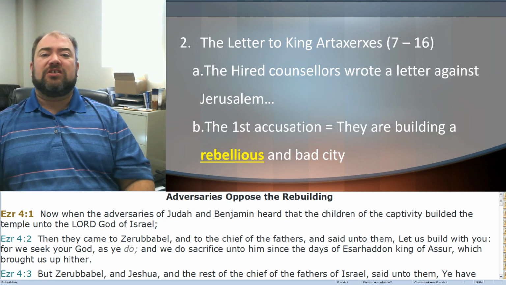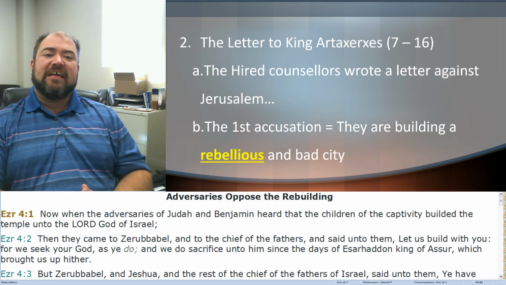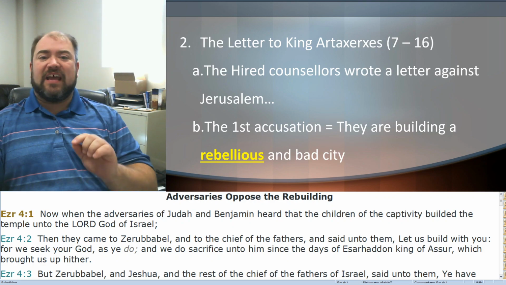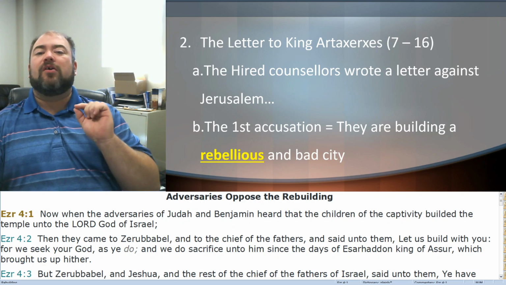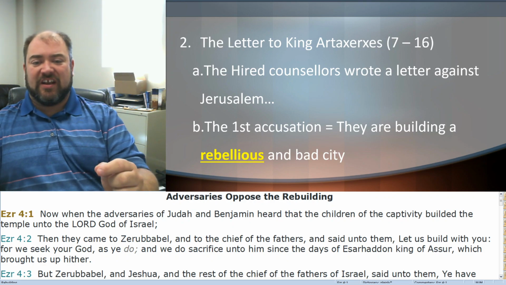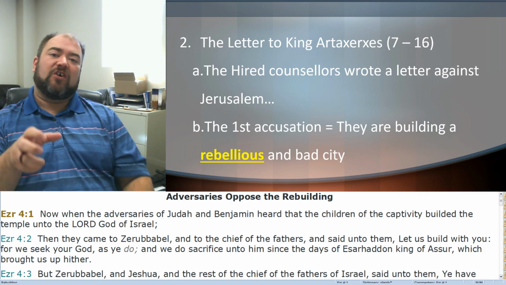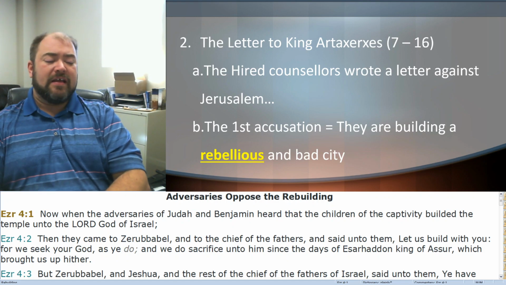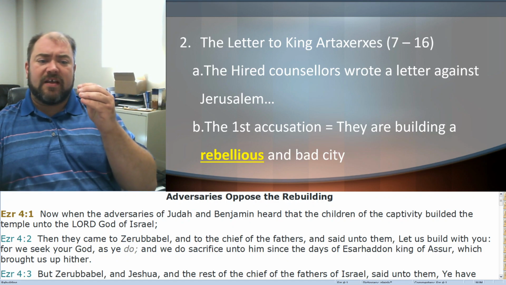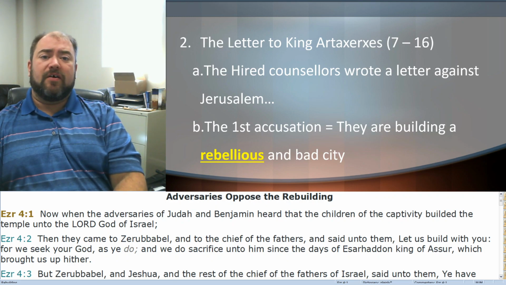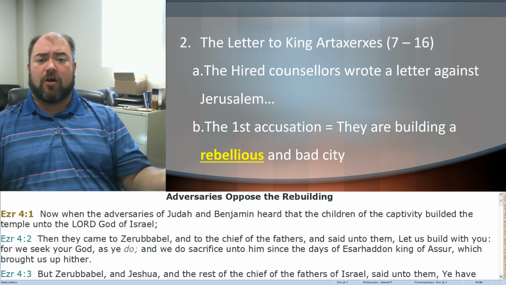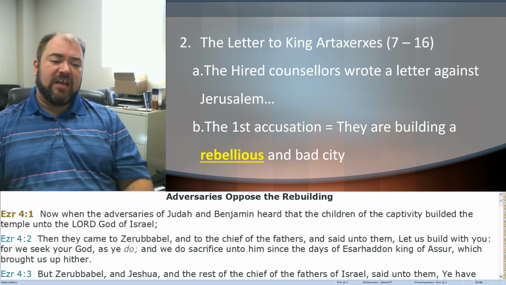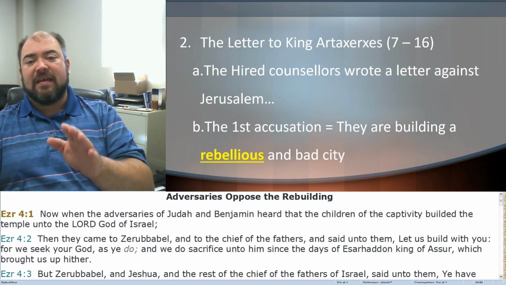But the accusation didn't mention the fact that they were rebellious because they were trying to maintain their freedom. It just added that little bit of detail in. They were a rebellious and bad city. And so by doing that, in this first accusation, they were making the children of Israel look very, very bad, specifically the children of Judah. They were making the children of Judah look like a rebellious city and rebels without a cause. And so this is the first accusation that they're writing to the king: they are building a rebellious and a bad city.